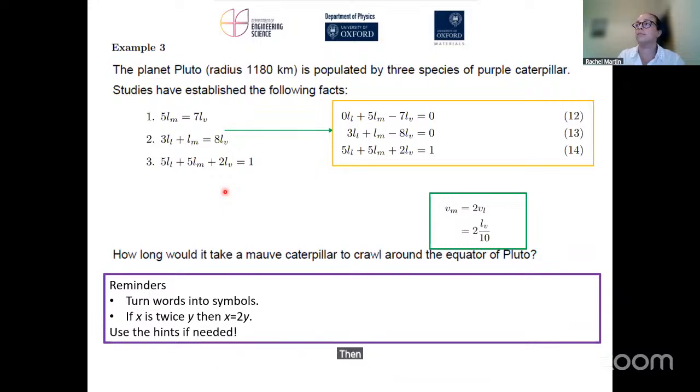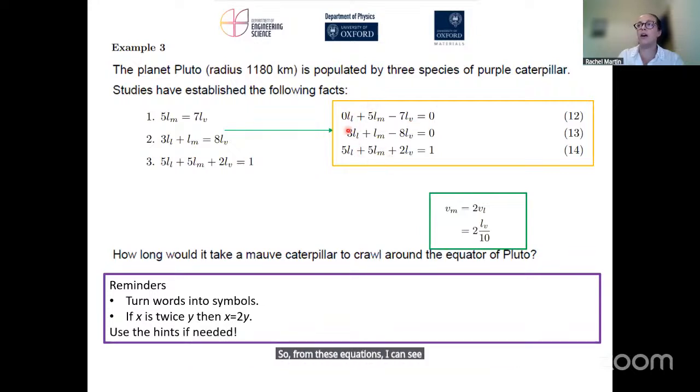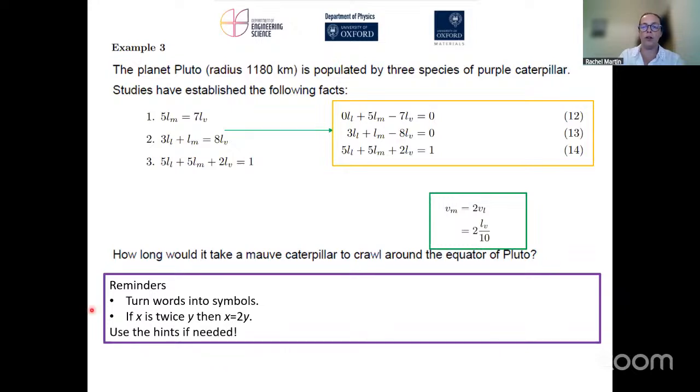Then I can do my next step, which is to choose a term to eliminate. We don't need LL. Remember my goal, I need LV at some point. So from these equations, I can see that I can eliminate LL if I multiply equation 13 by 5/3. So I'm going to do that now and show you that next step.